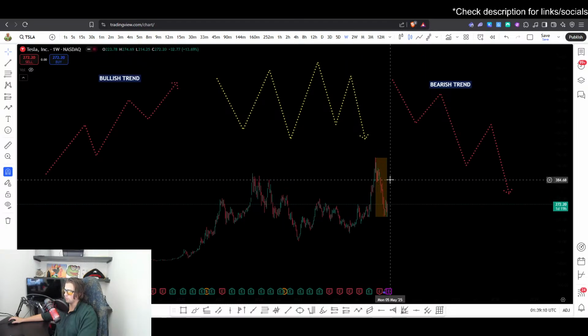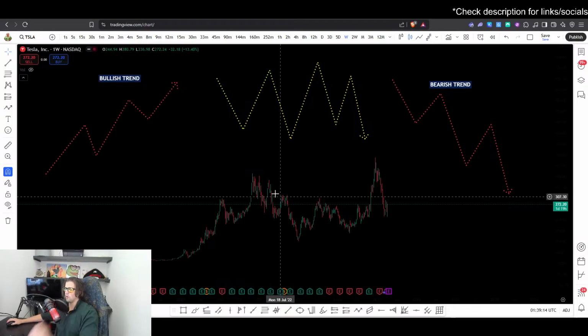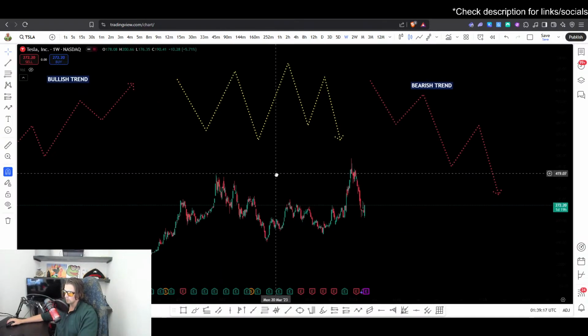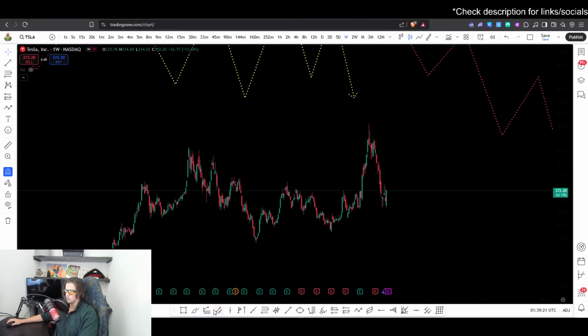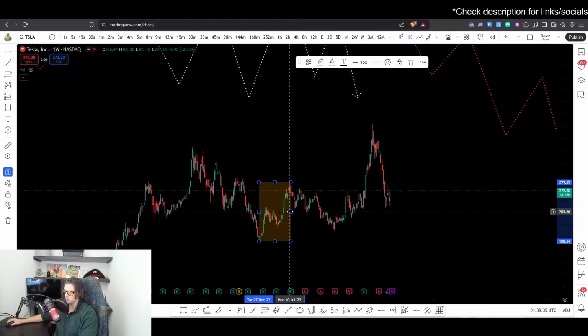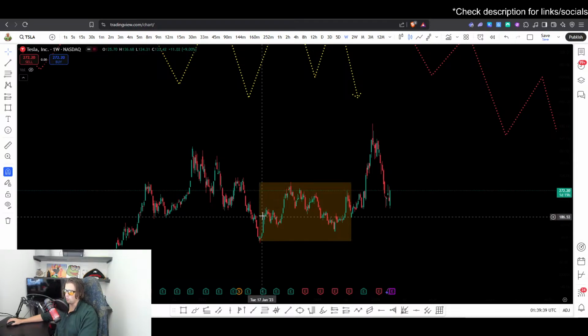So you might ask, okay, well, where would there be a range within here? Well, one could say we might be forming a range here in Tesla, because we had our bullish trend up, we had a local bearish trend down, and then right around here we made a range before we started another trend.